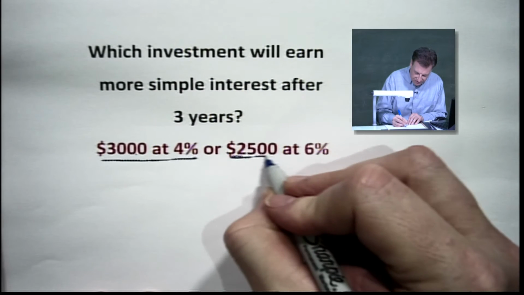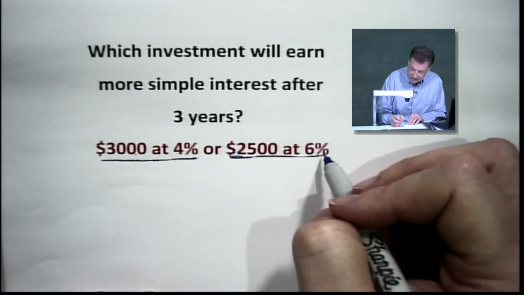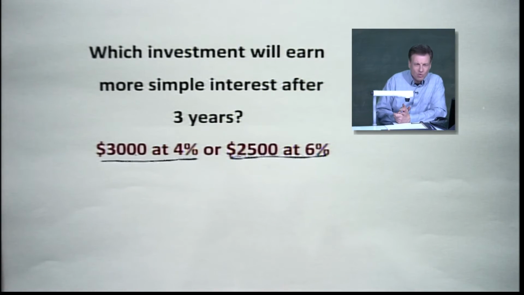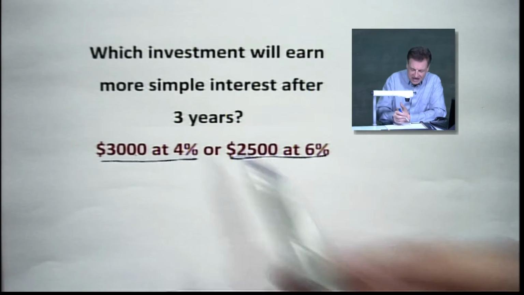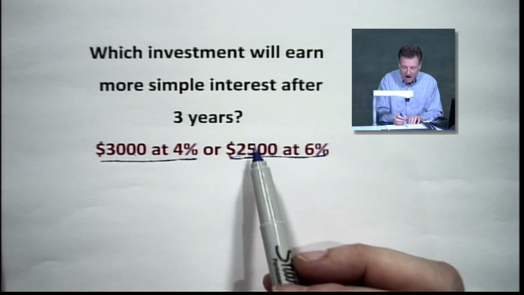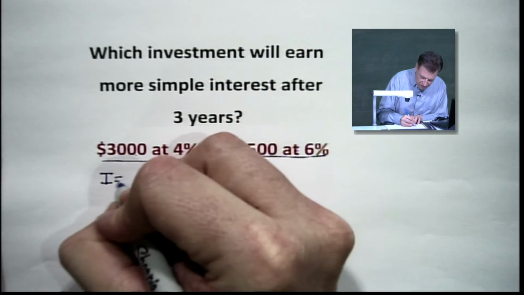And we're going to also look at this one, $2,500 at 6%, a little bit higher rate, same period of time. Now the question is, which is going to earn more simple interest? In this case, our time is the same, so time is kind of immaterial here. It's 3 years. What's important is to notice how these rates are going to work, all right? So let's do it.